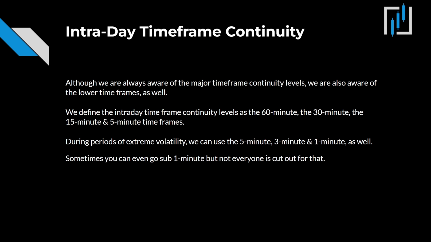Although we are always aware of the major time frame continuity levels, we are also aware of the lower time frames as well. We define the intraday continuity levels as the 60, 30, 15, and 5-minute time frames. During periods of extreme volatility, we can use the 5-minute, 3-minute, and 1-minute as well. Sometimes you can even go sub 1 minute, but that's not everybody.